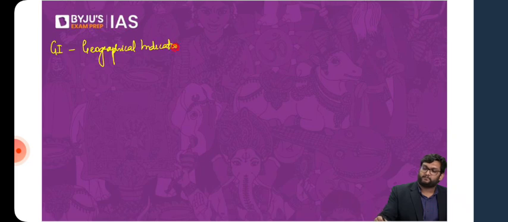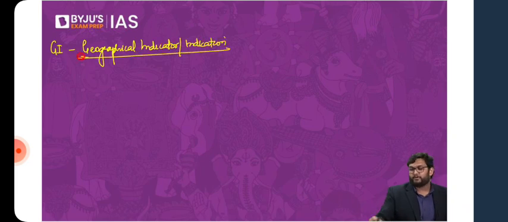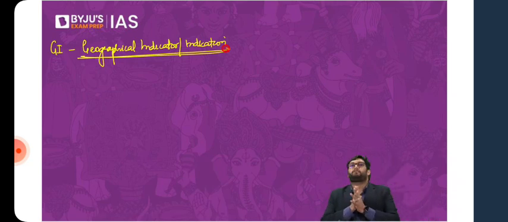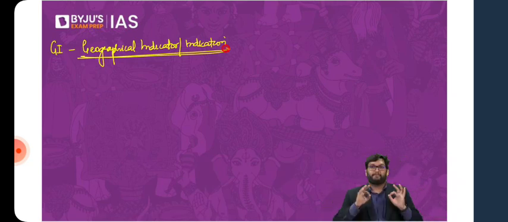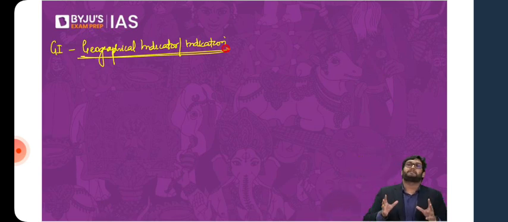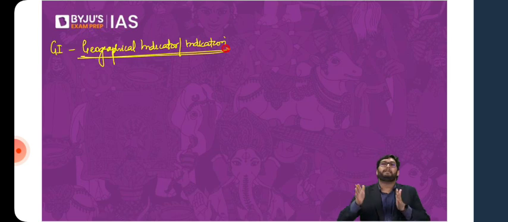Now, what does this word mean? I'll give you the technical definition. The technical definition is that by virtue of being from a certain place, a certain region, geography, a product can have a certain characteristic. And that characteristic, which is linked to its original geography, can be recognized by the registrars of GI and can be used for recognition purposes and authenticity. I'll give you a very simple example.